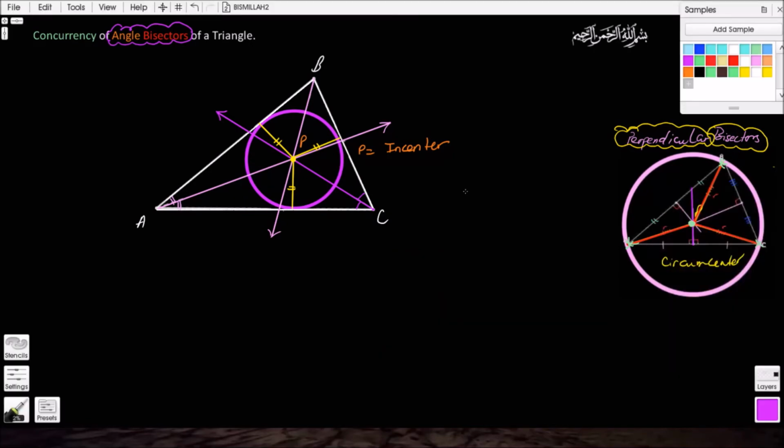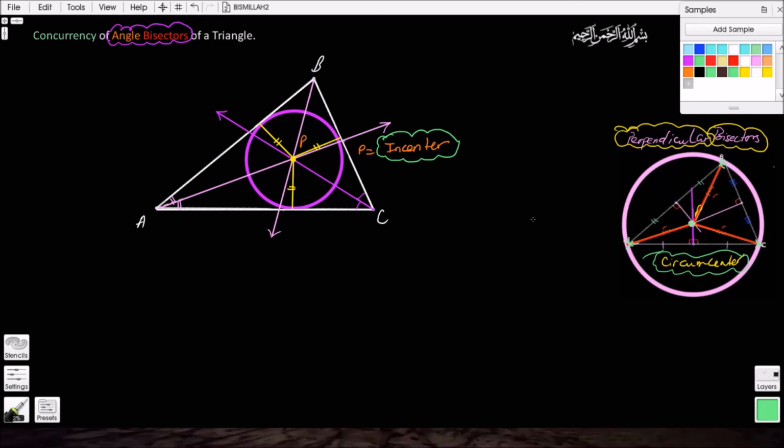Now, the point of intersection, therefore, of the angle bisectors is concurrent, and it is the center of the circle that is inside this triangle, or the circle that's inscribed in the triangle. And this point of concurrency is called the incenter. It is the only point in the triangle that is able to do this. The circumcenter is the only point in the triangle that is able to circumscribe the circle around the triangle, and the incenter is the only point in the triangle that is able to inscribe a circle within the triangle. So I think that's pretty cool.